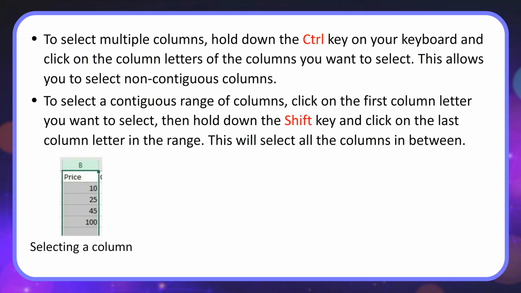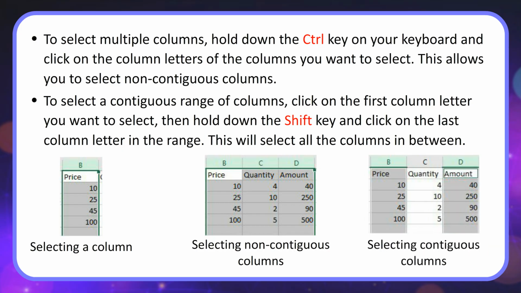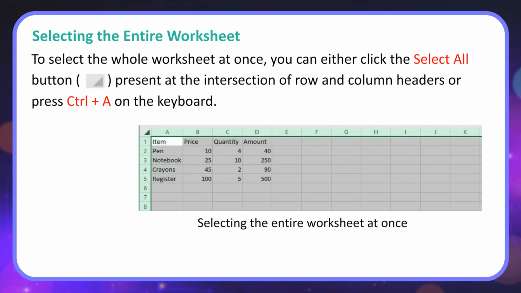Selecting a column. Selecting non-contiguous columns. Selecting contiguous columns. Selecting the entire worksheet. To select the whole worksheet at once, you can either click the Select All button present at the intersection of row and column headers or press Ctrl+A on the keyboard. Selecting the entire worksheet at once. Select All button.